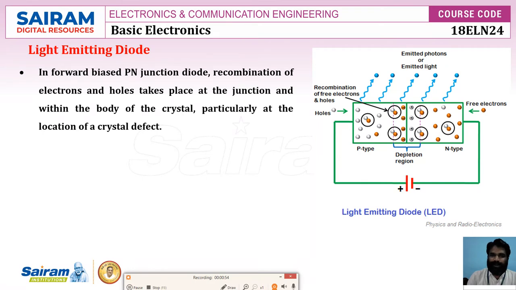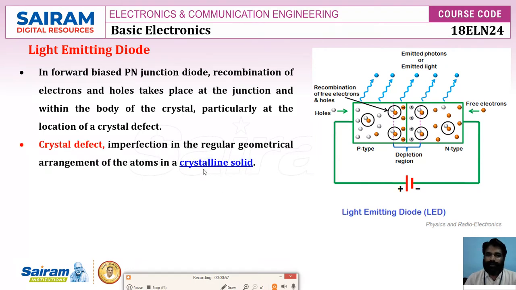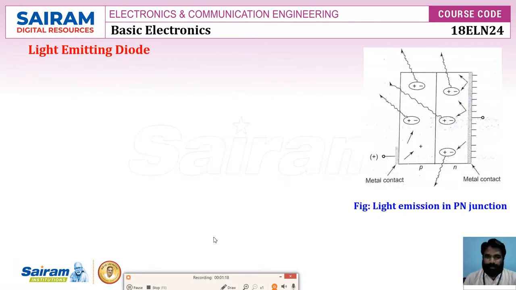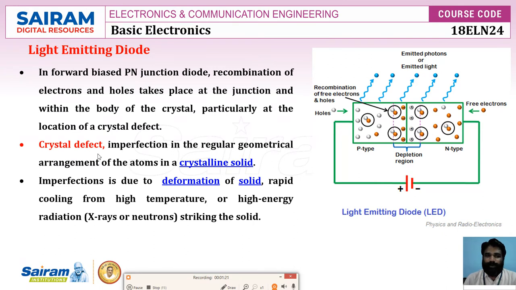A crystal defect happens due to imperfection of the regular geometrical alignment of the crystalline solid. That means this imperfection is due to deformation of solid, or rapid cooling from high temperature, or due to high energy radiation. So this is due to the crystal defect. There will be a recombination of electrons and holes that emits the light.